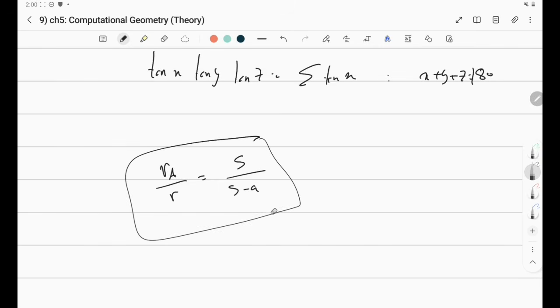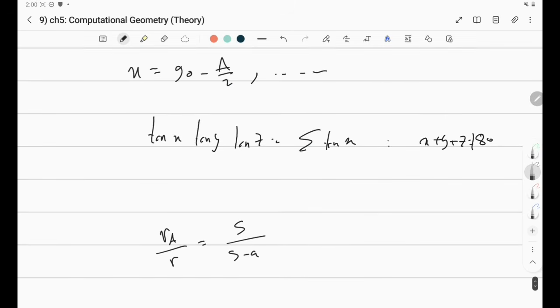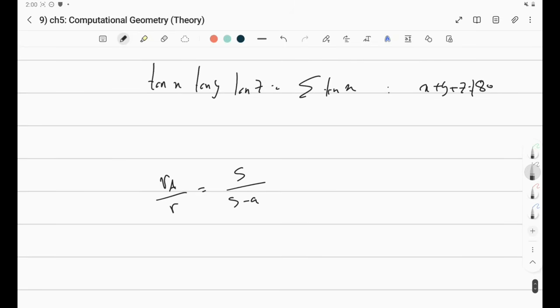You can just get this one. So that means you can find everything, all the lengths, using areas. And now we're done with this idea. We can now move on to the next idea.